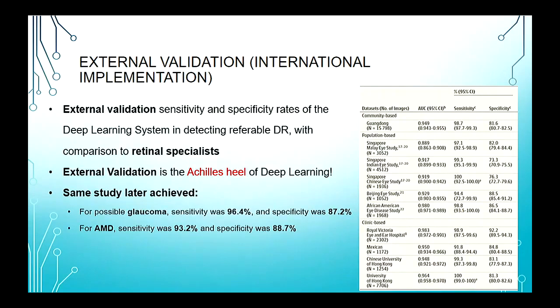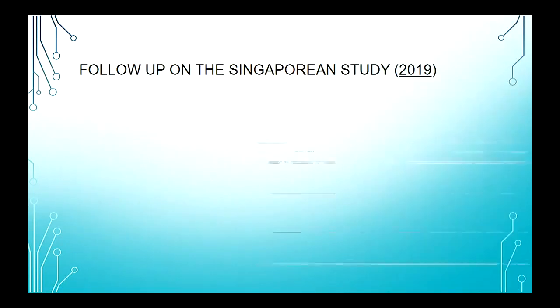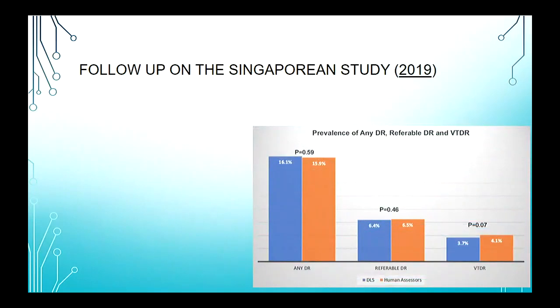Same study, so these numbers are for diabetic retinopathy. The same study achieved more than 90% accuracy for glaucoma and more than 90% accuracy for macular degeneration. So that is a good study that I can trust. There was a follow-up study by the same group. This was literally less than a month ago.